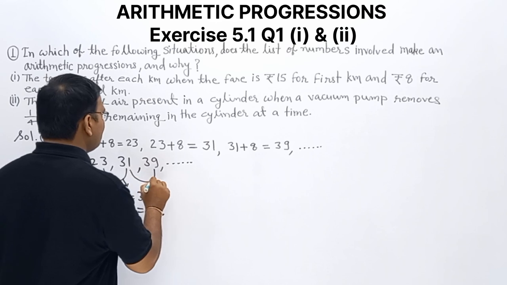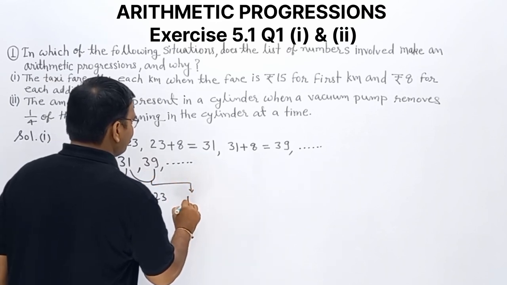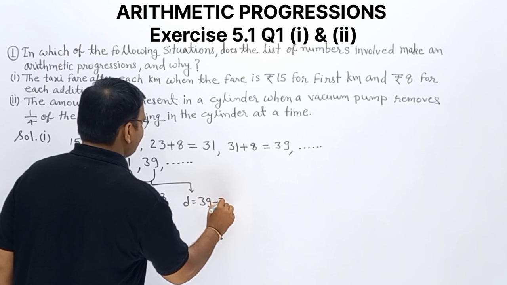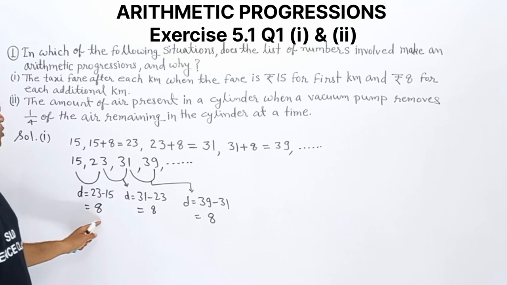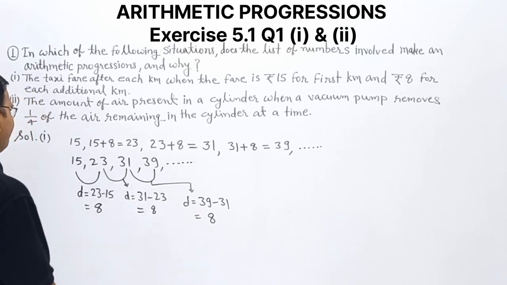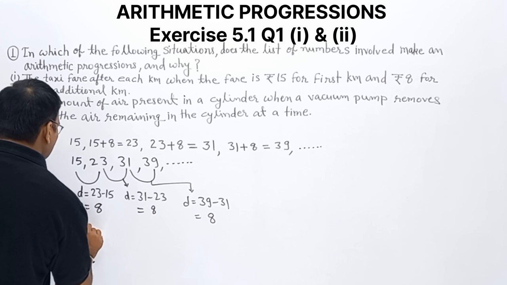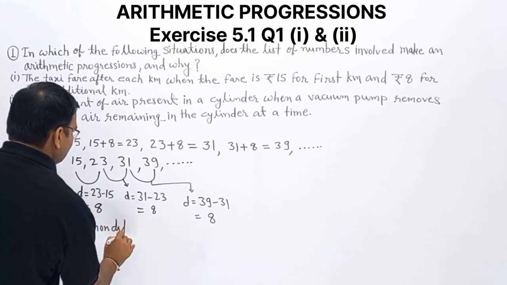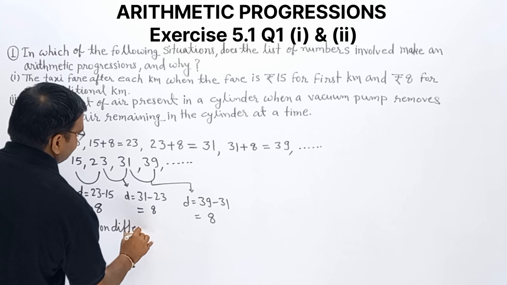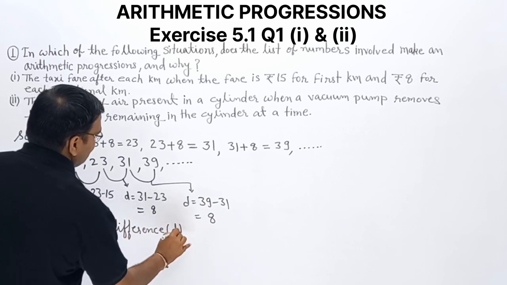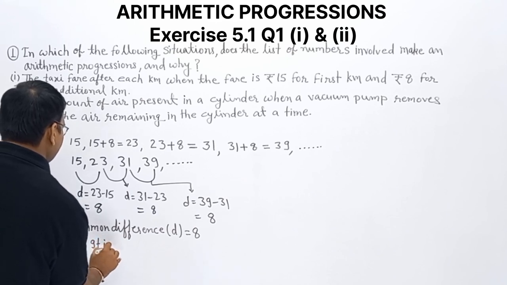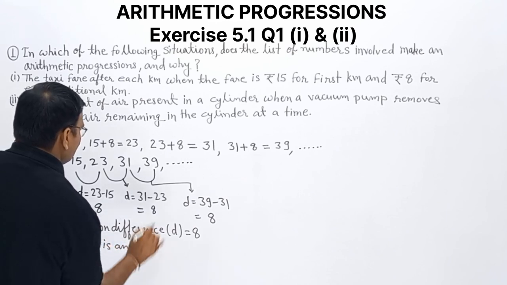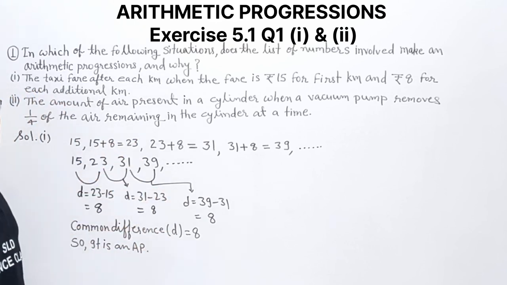Now fourth term minus third term. Observe carefully. D equal to 39 minus 31. Solve this one, we are getting 8. So the common difference is 8. Clear? So common difference D equal to 8. So it is an AP. Now we can say the given sequence is an AP.